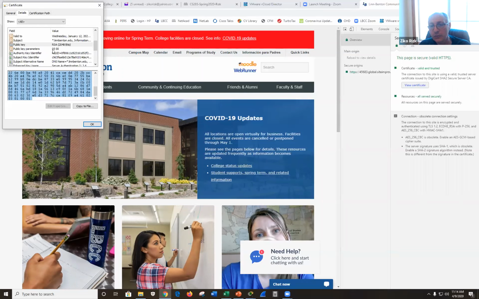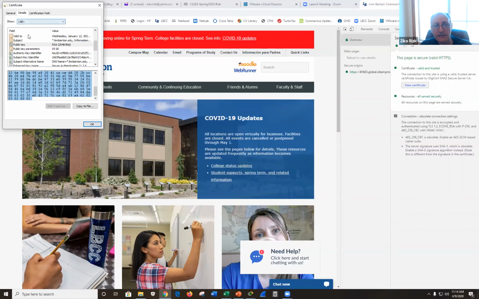And very, very quickly, and it's really important that you remember this, the way this private-public key works is whatever you encrypt with one key, you can only decrypt with the other key. So if you were to encrypt something with the public key, you can only decrypt it with private. If you were to encrypt with private, you can only decrypt with public.